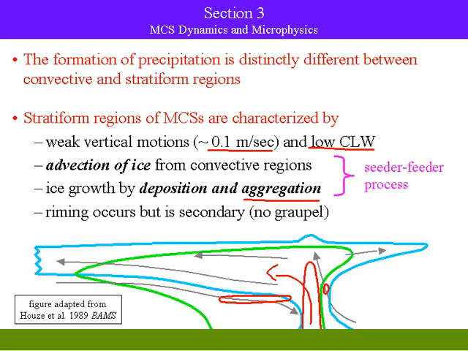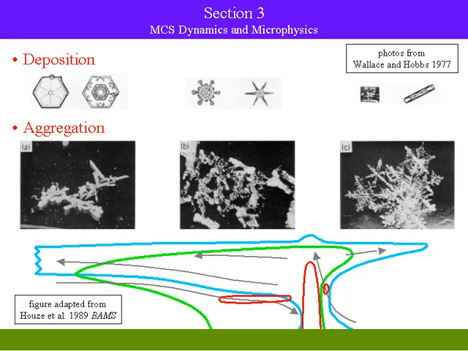We see very little graupel because there's not a whole lot of cloud liquid water around, and the updrafts are very weak. We do still see some riming which goes on, but it's secondary, and the riming which does occur usually occurs on the larger aggregate particles, and it usually doesn't grow large enough to become graupel. So here's some pictures from Wallace and Hobbs in 77 again of what the ice crystals look like. Aggregates are simply smaller ice crystals which clump together because they're rather sticky and become large, more snowflake-like structures.